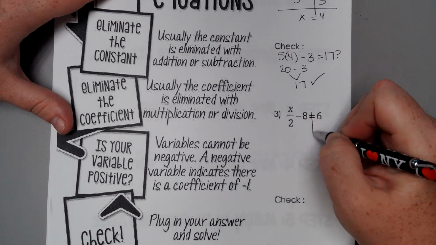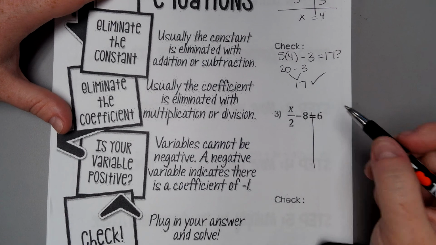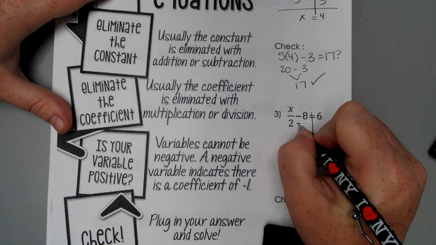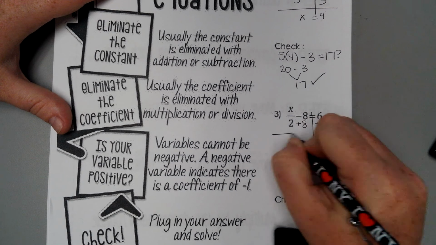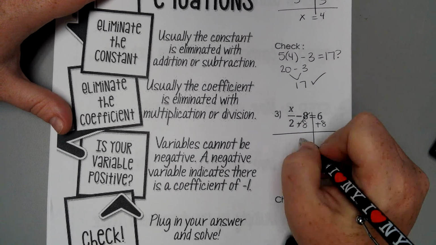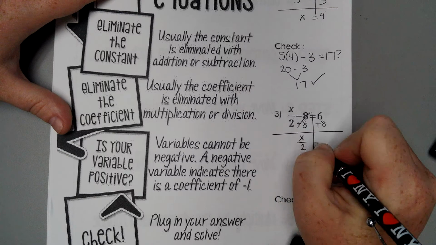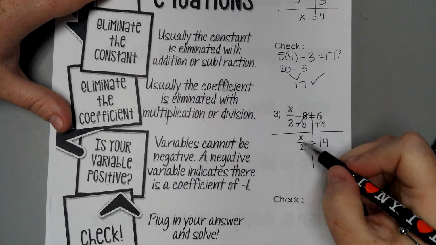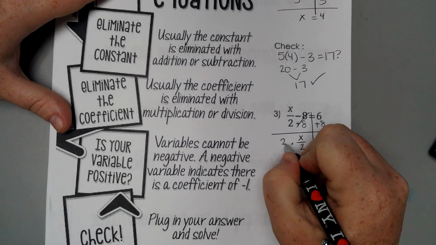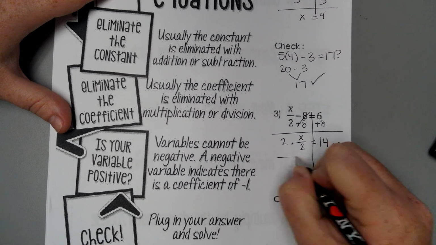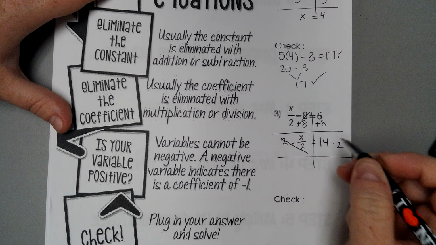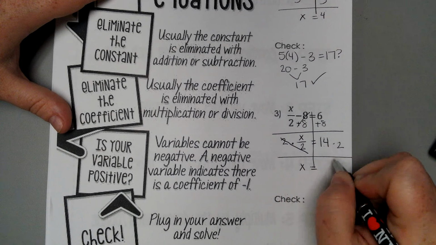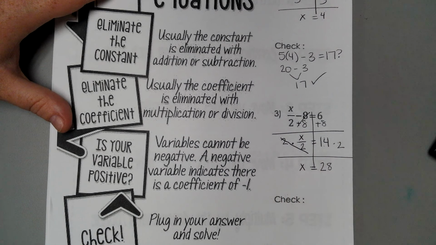Same thing. We need to eliminate our, sorry, our constant. So this minus 8, the opposite of minus 8 would be to add 8. Our 8's cancel out, leaving us with x divided by 2 is equal to 14. The opposite of dividing by 2 would be to multiply by 2. These 2's create a 1, so we have 1x, and that is equal to 14 times 2, which is 28.